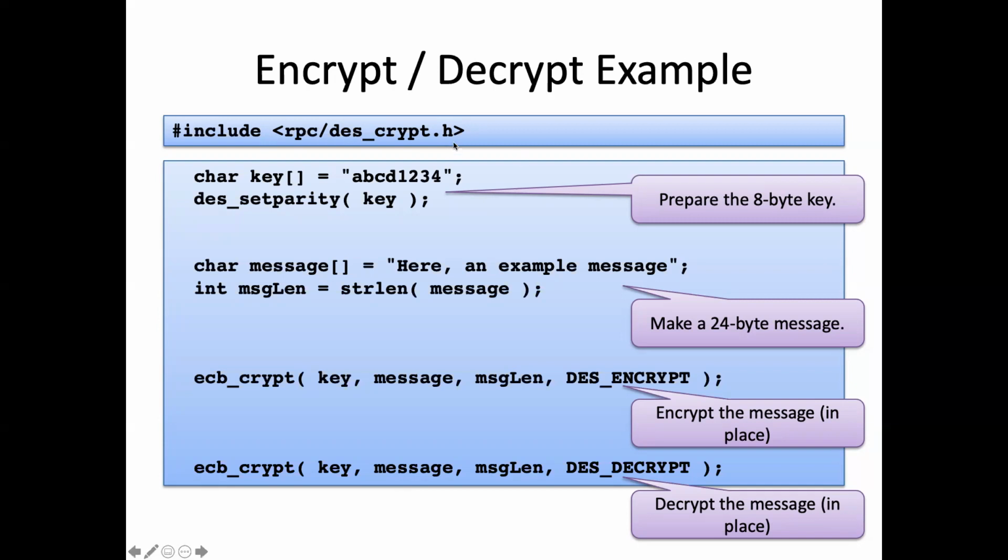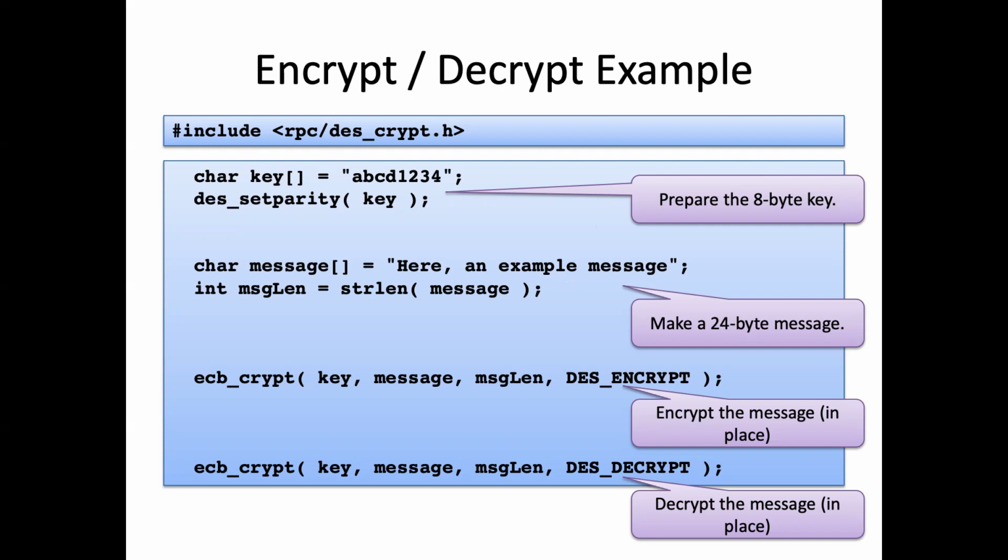I include the header file we just talked about. I made up a key. It has to be 8 bytes in length. So I made up ABCD1234. I can't use that directly. I have to run that through DES set parity. So that's what I do next. Then I made a message. I picked a message that's 24 bytes in length.